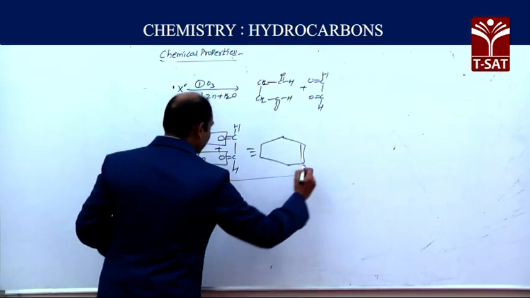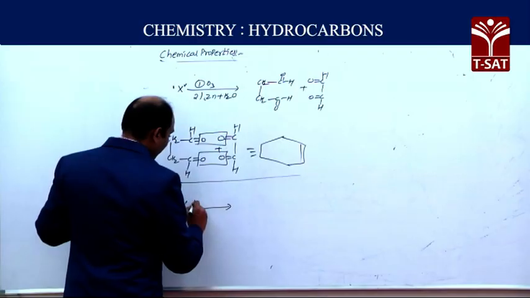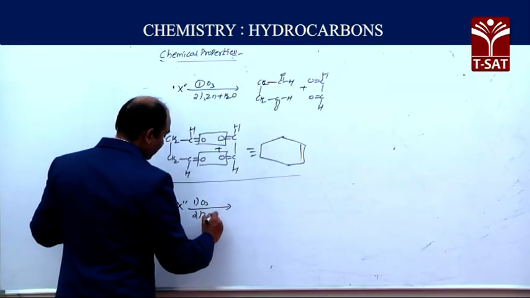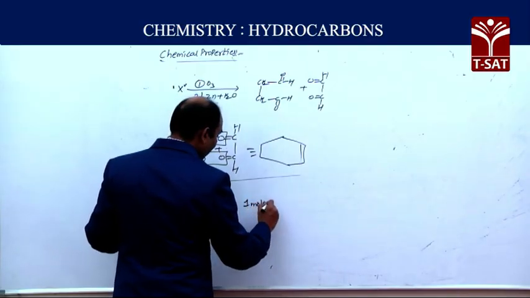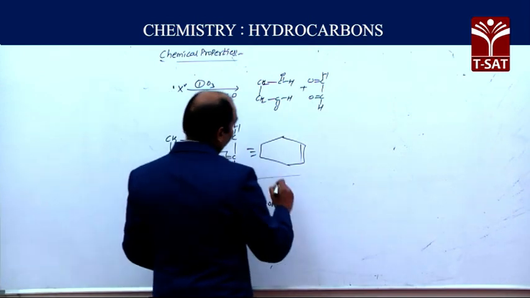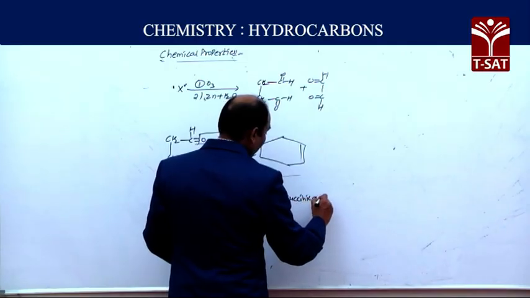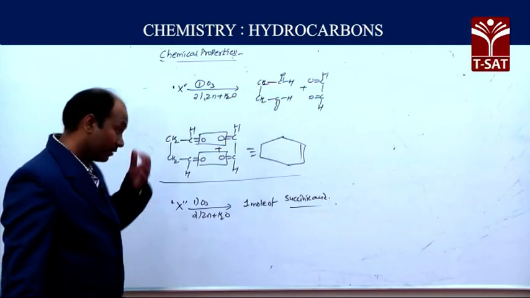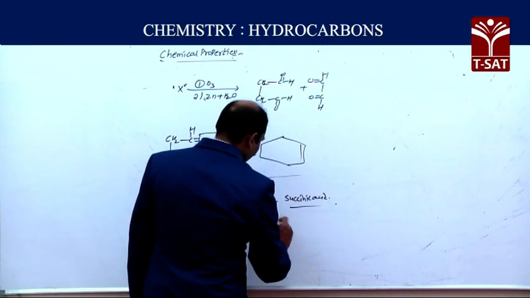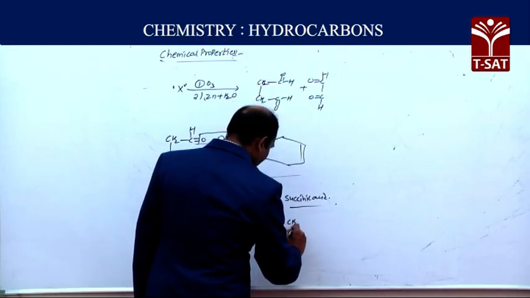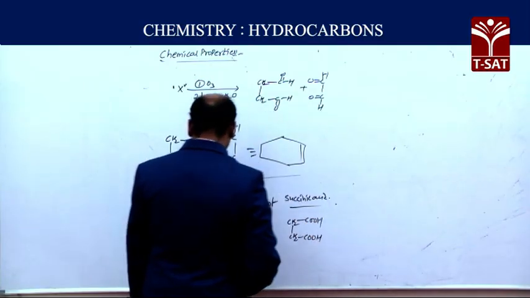Next, suppose X is an alkene. Here it is subjected to ozonolysis, zinc plus water. Here we got 1 mole of succinic acid. Now our question is, what is succinic acid and what is X? Succinic acid is CH2 C double bond OH, C double bond OH. This is succinic acid.